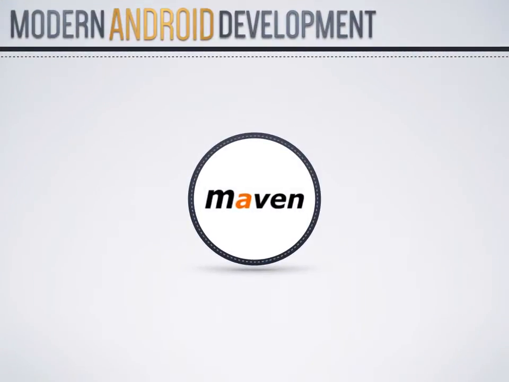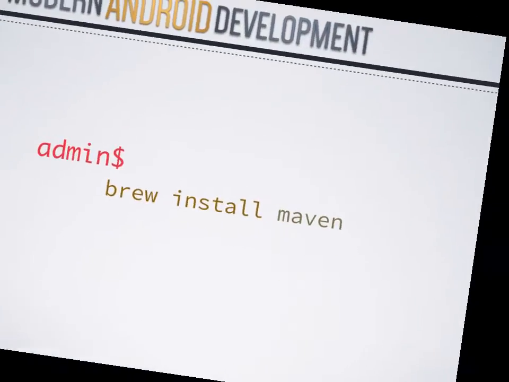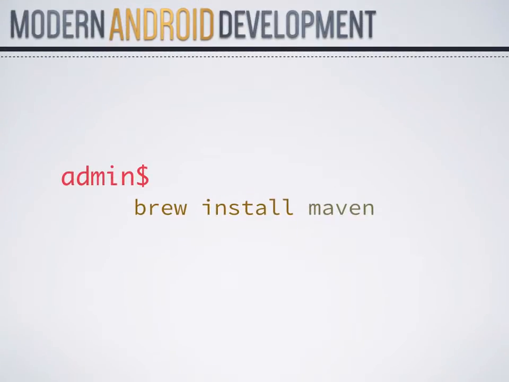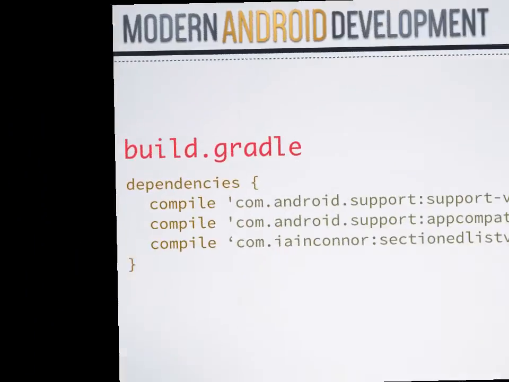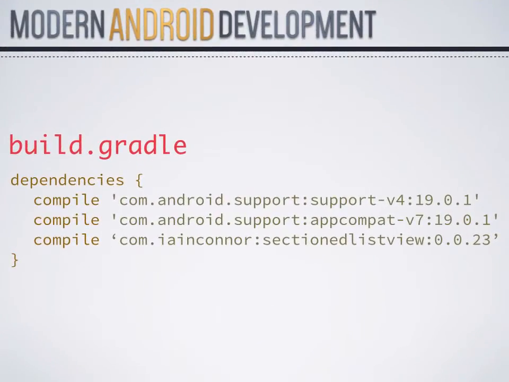And the last piece of our new toolkit is Maven, which in and of itself is actually a full-featured build system. Gradle has kind of replaced most of it, so the only piece that we're going to use from it is its dependency management system. Again, if you're running OS X, you got Homebrew installed, Maven's one command away. And in a build.gradle file, Maven lets you do stuff like this.